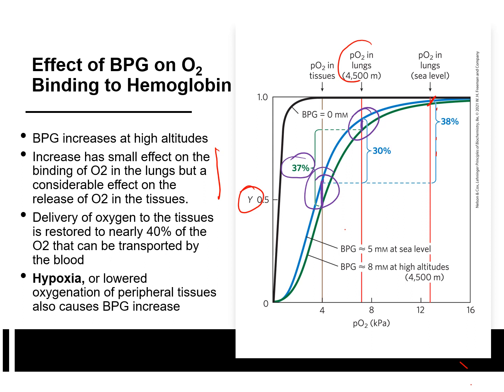So takeaways: BPG rises at high altitudes. In doing so, it shifts our fractional binding curve to the right. That restores the release of oxygen to normal levels.